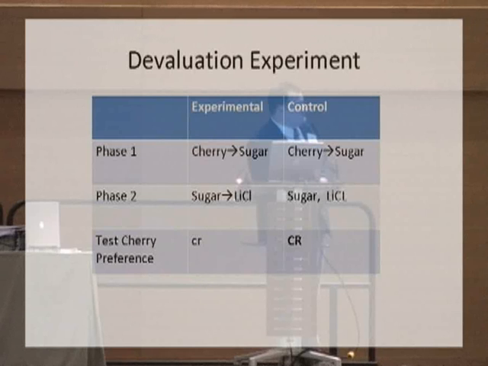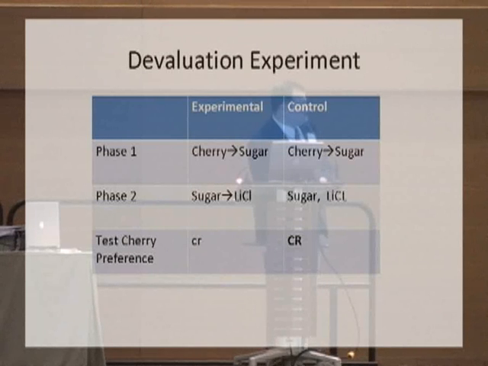They're going to associate, or you're putting together, cherry and sugar, and you do that in 2 different groups. Then you split the animals into 2 separate groups, an experimental and a control. For the experimental group, you pair the sugar with lithium chloride, which is a poison. In the control group, you don't pair the 2, but you present them anyway.